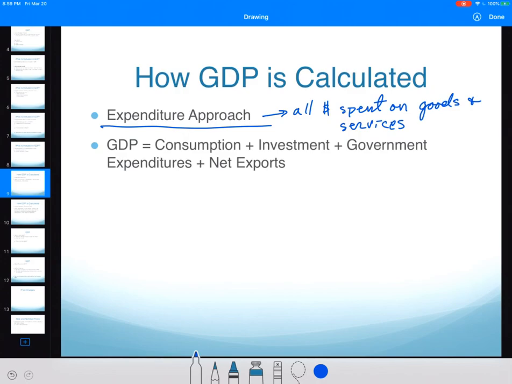So GDP is equal to, first we do consumption. Now consumption is all spending by consumers. So when you go to the store and you buy something at the store, that counts in consumption. So most of us, really, when we contribute to GDP, it's on the consumption side because we're buying something, okay?